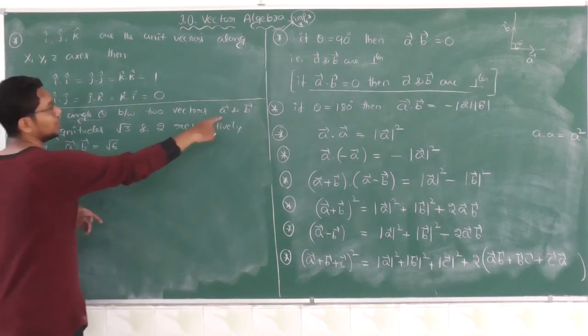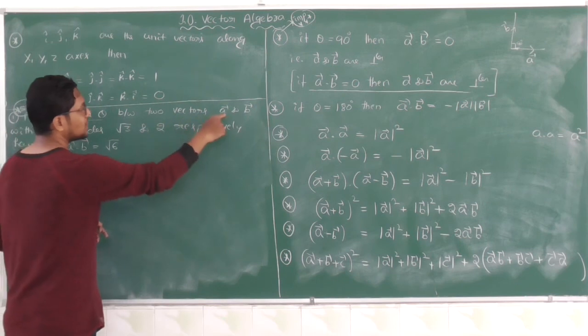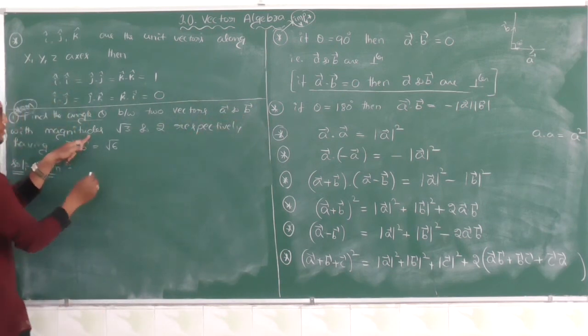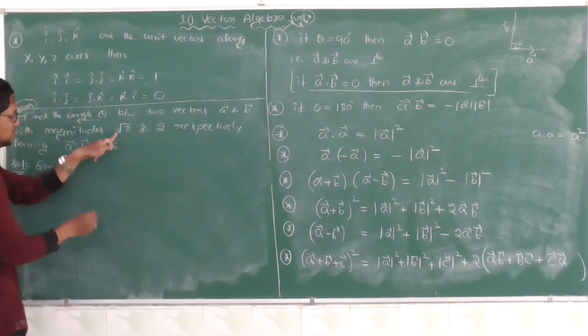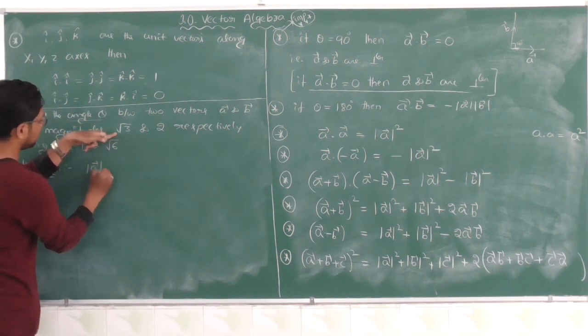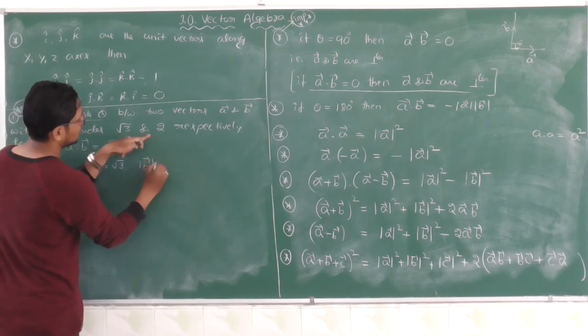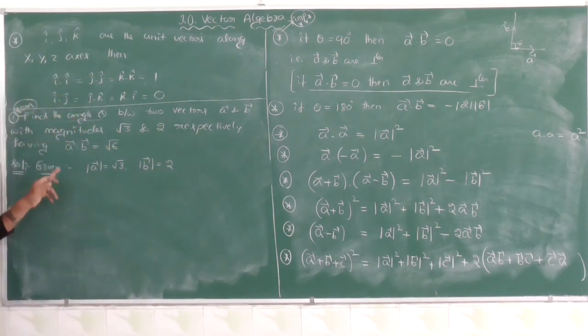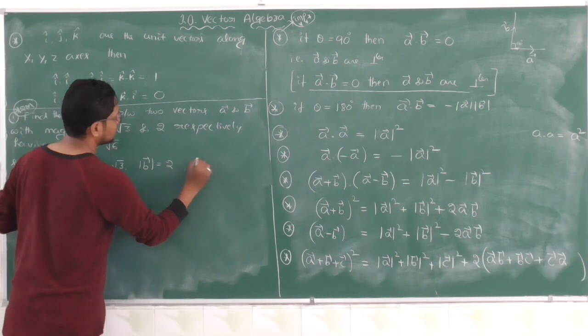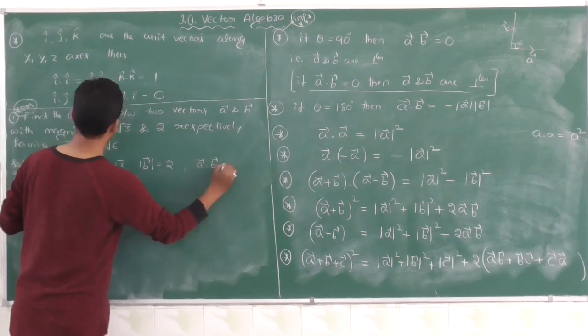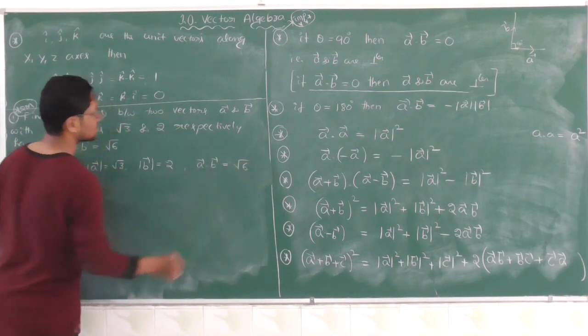Given: two vectors, A vector and B vector, with magnitudes. Magnitude of A is root 3. Next, magnitude of B is 2. Next, the dot product is also given: A dot B equals square root of 6.